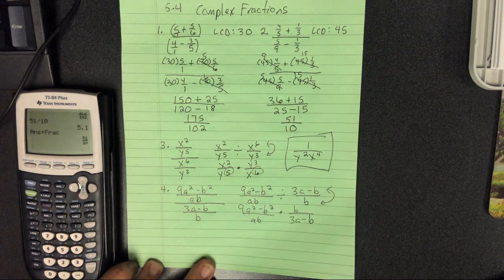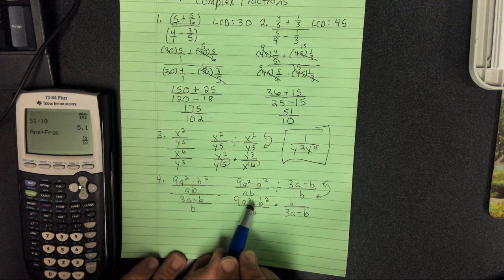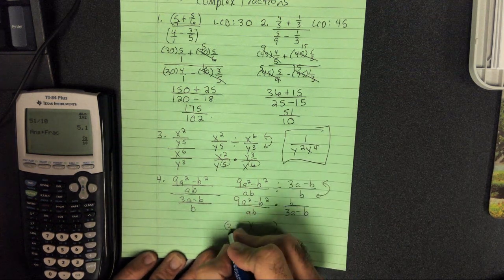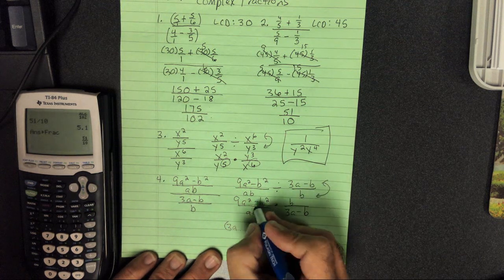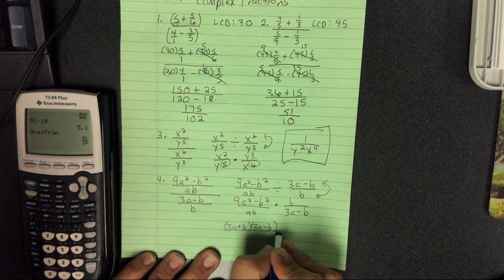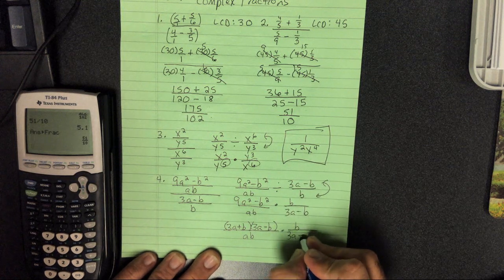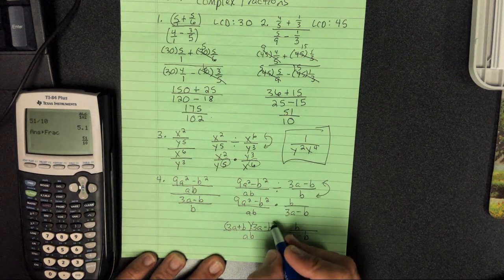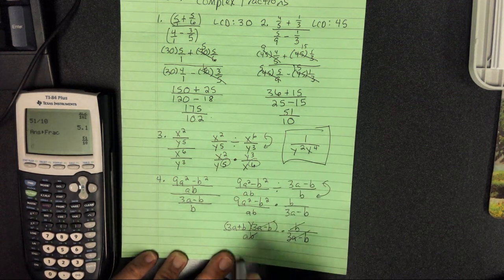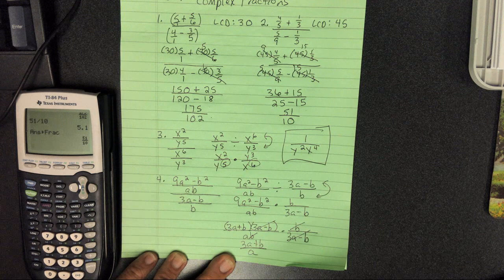So the trick on this one is to try to simplify that top left by factoring it, because that's perfect squares. So since that's perfect squares, it's going to give me a 3a and a 3a. That's negative, so I get a plus and a minus, and then I get a b and a b. All that's over ab times the b over 3a minus b. Notice what's going to happen. The 3a minus b's will cancel. This b will cancel with that b. So all that's left is a 3a plus b on top, all over the a on the bottom.